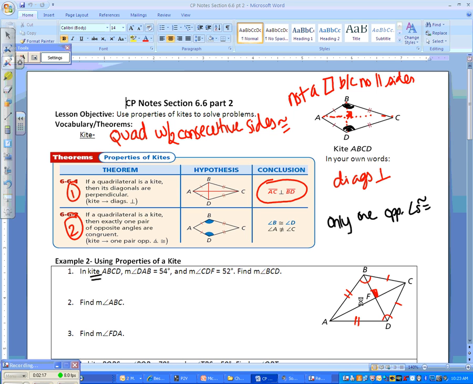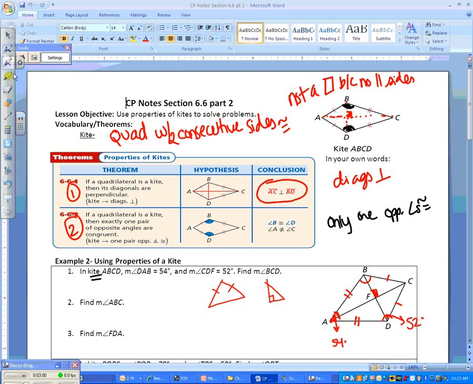All right, now that we know all that stuff, we're going to fill in the other information they tell us. They tell us that DAB, so this whole angle, is 54 degrees. And they tell us that CDF, so this angle right here, is 52 degrees. All right, so knowing that, I want you guys to find as much information as possible. And there's two ways you can do it. You can look at it in terms of isosceles triangles, or you can look at it in terms of right triangles, because we have both in this picture. I'm going to show you guys about the isosceles triangles first, and then I'll talk about the right triangles.